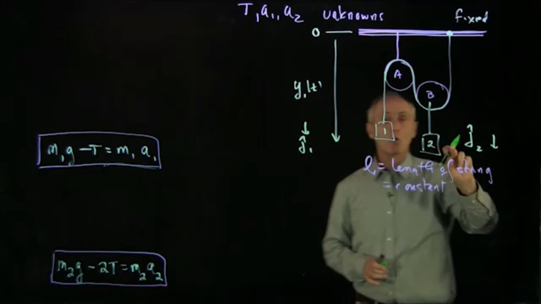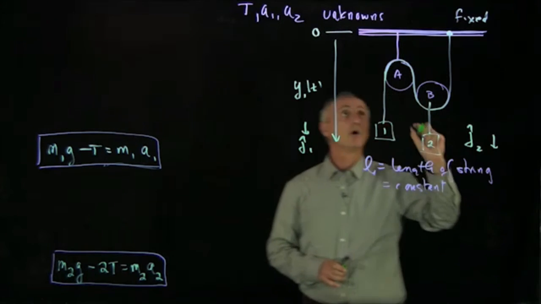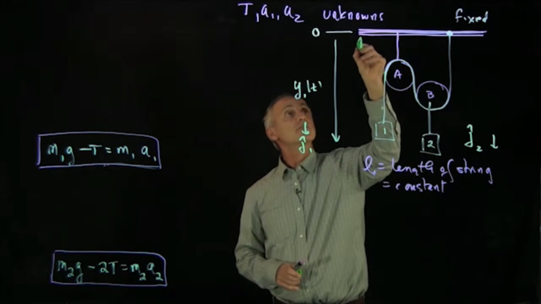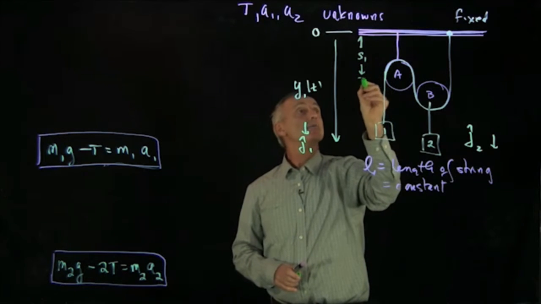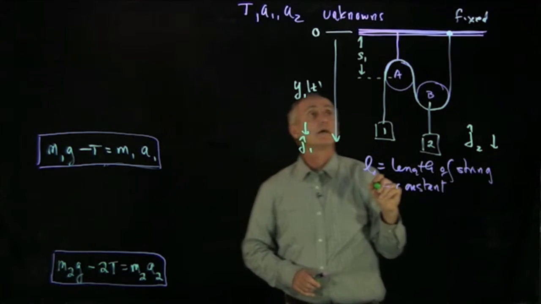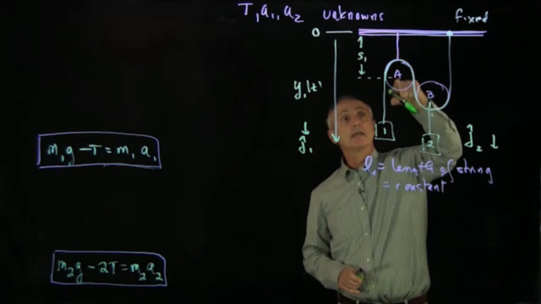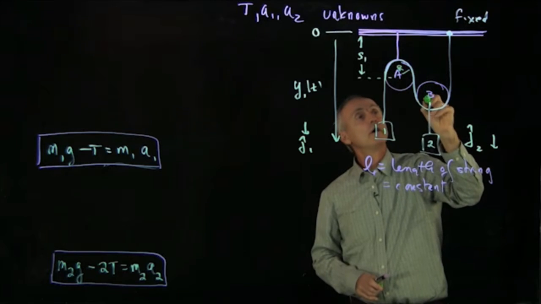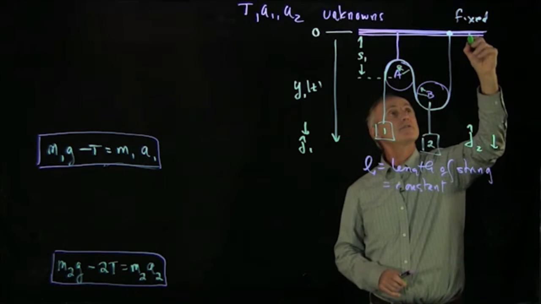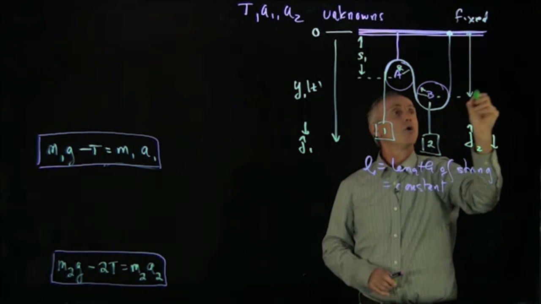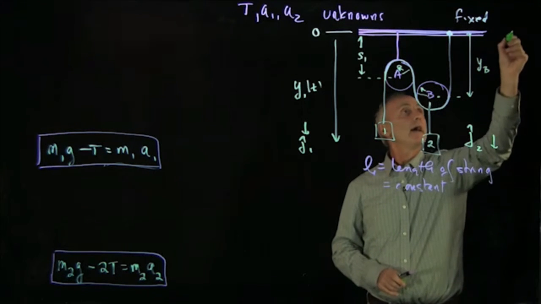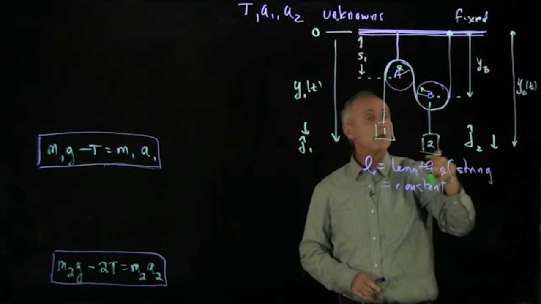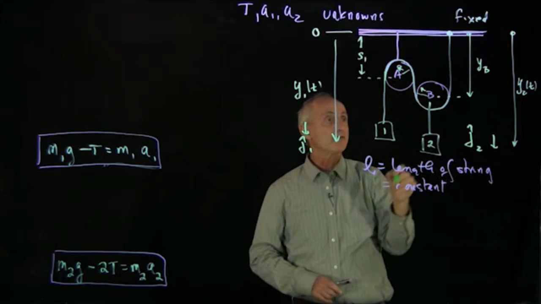Now, what about coordinate functions for the other objects in the system? Well, let's look at a few things first. This is a fixed distance, we'll call it S1, between the ceiling and the center of the pulley. And let's make each of the pulleys a radius r. Let's call the position of pulley B yb, and let's make this y2 of t. So now we have coordinate functions for 2 and coordinate functions for 1.